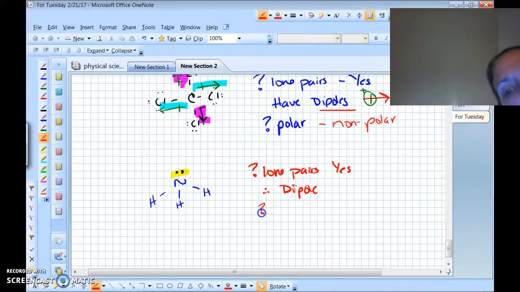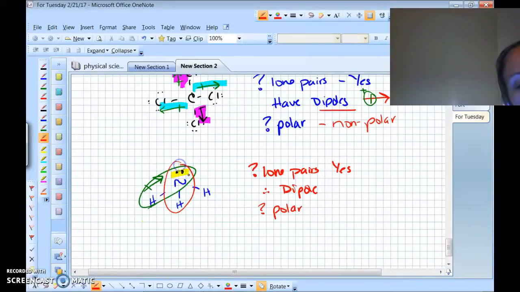Now, the next question is, is it polar? It's only going to be if those dipoles don't cancel. Alright, so I have one going this way from these two atoms. There's one this way, pointing to those lone pairs, and this way. Alright, pointing that way. So let me get rid of the circle so you can see a little bit better.